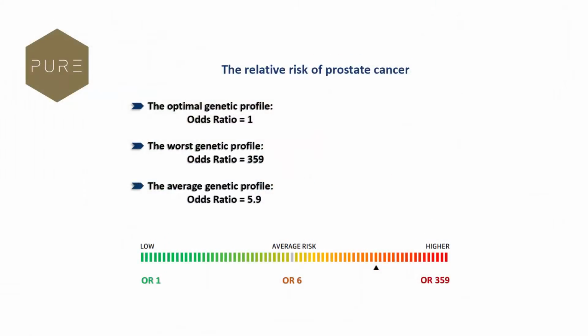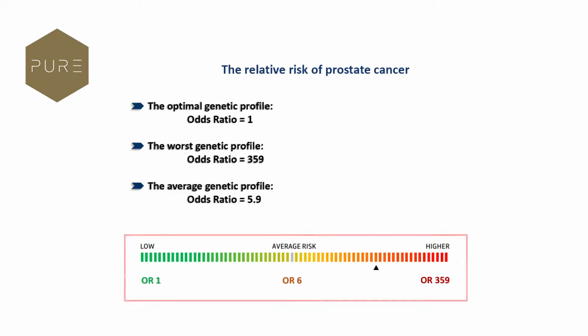All right, so these were just some examples. If you're interested, check out the report. There you can find this detailed information for every one of these 10 genes. And here you can see a summary. The optimal genetic profile, meaning that all 10 genes have the optimal genetic version of the genetic variation, has a relative risk of 1, compared to the worst genetic profile, which has a relative risk of 359. So if we draw a line from low with an odds ratio of 1 to 359, any person will be anywhere in between here.